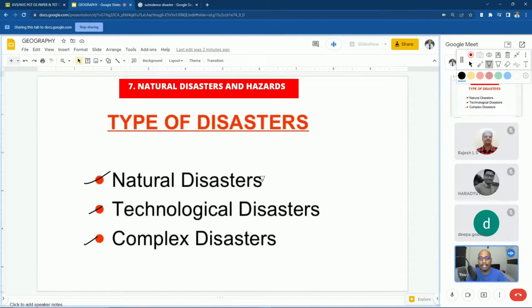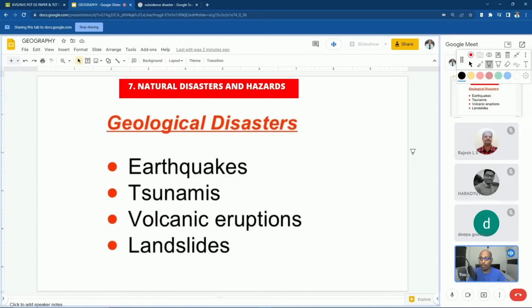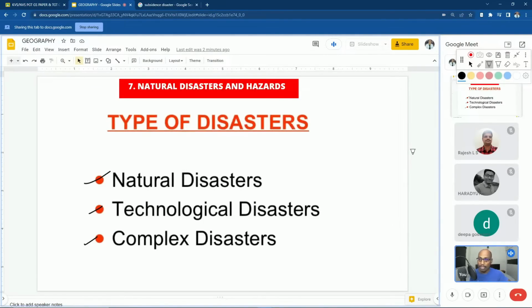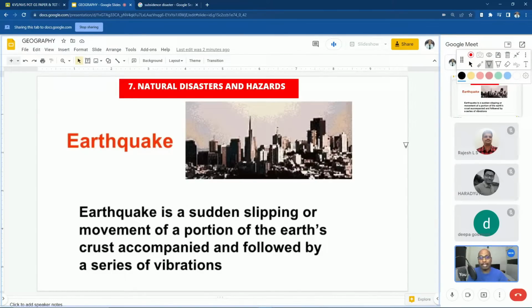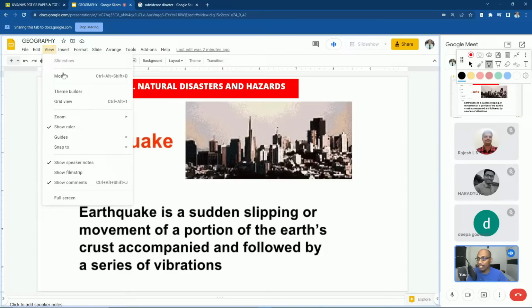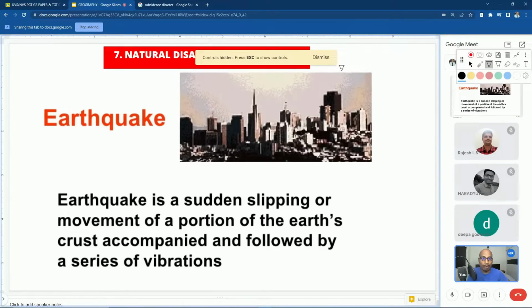Most of us discuss natural disasters only, but it is nothing wrong if we discuss technological disasters and complex disasters. Now what are the natural disasters? Again, these natural disasters are divided into different groups like aquatic, atmospheric. Here also there are geological disasters: earthquakes, tsunamis, volcanic eruptions, landslides, all come under geological disasters. Now what is an earthquake? Of course you all know that, but for explanation I am trying to explain and show you some examples.